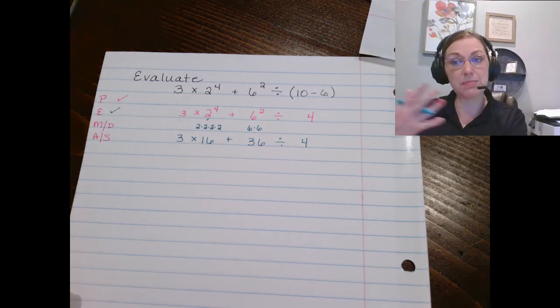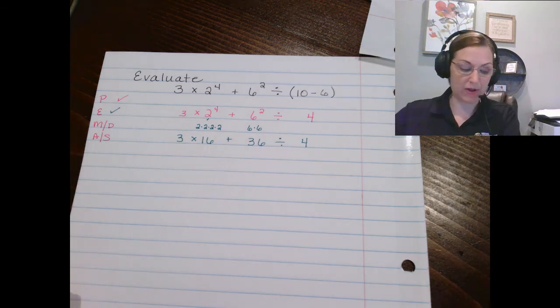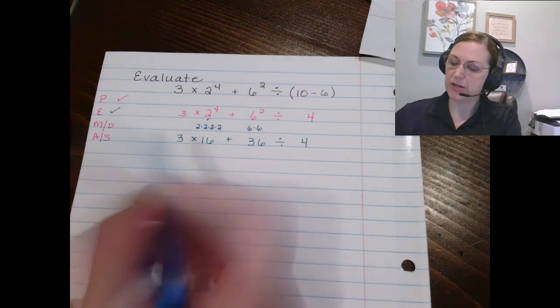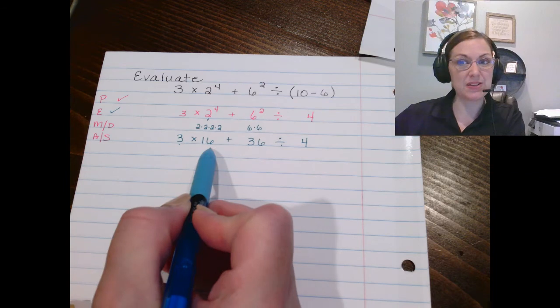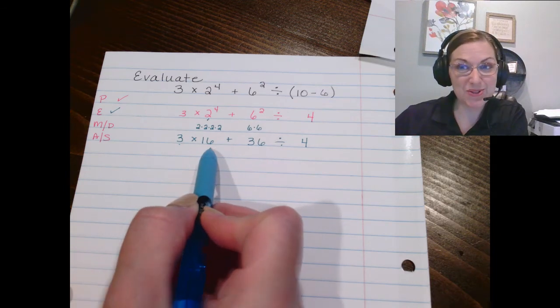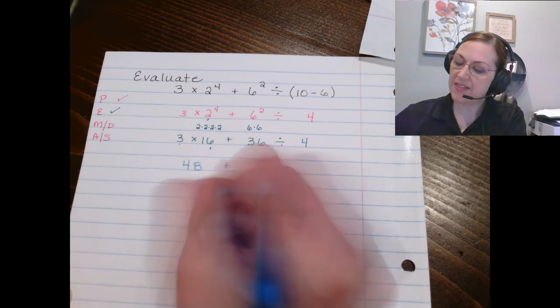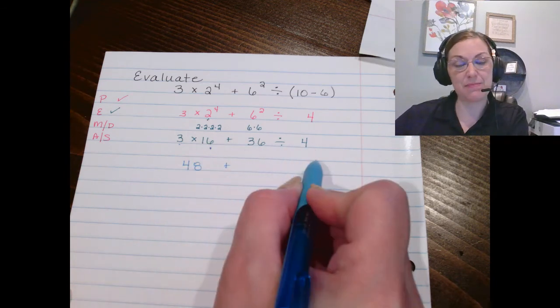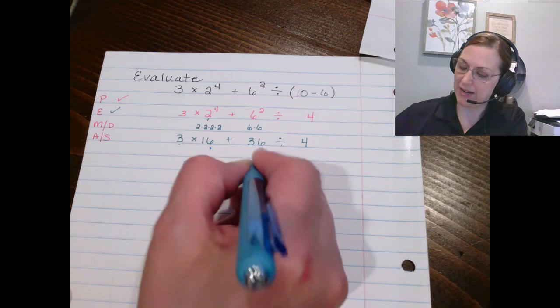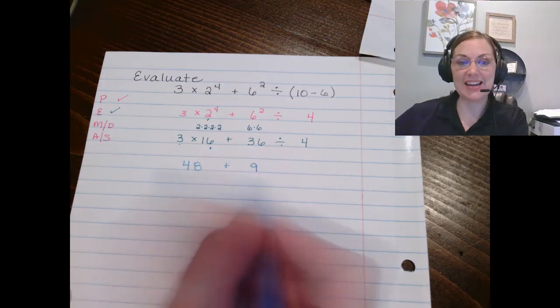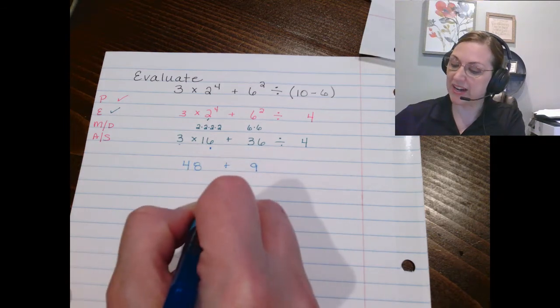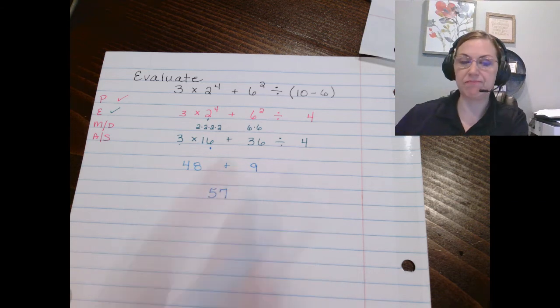Now the next step is we multiply or divide in order from left to right. So I'm going to multiply 3 times 16. Feel free to use your calculator to give me 48. And then I'm going to do 36 divided by 4, which will give me 9. Finally, I can add 48 plus 9 to give me 57.